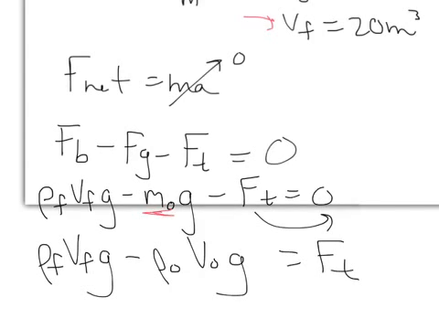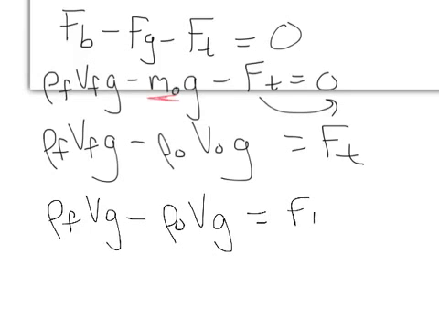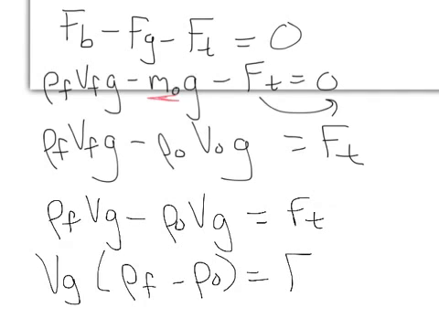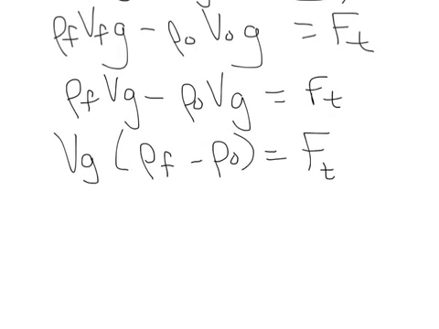Okay, at this point I could plug everything in, but I could also simplify it even further, because since the V's are the same, I could just call it V. Again, that's only because V0 and Vf are the same when an object is fully submerged. I can then take out a Vg over here, leaving behind rho f minus rho 0 equals the force of tension. There's no need to really factor that out. Mathematically, you could just plug in, but it's the same answer.